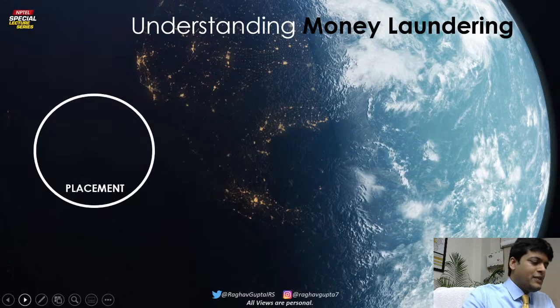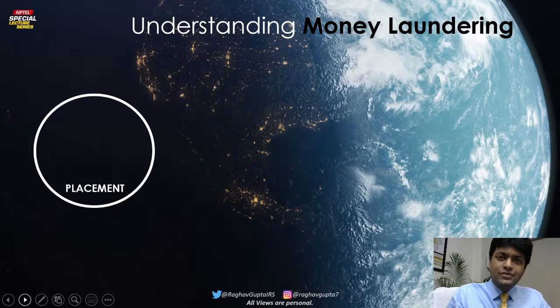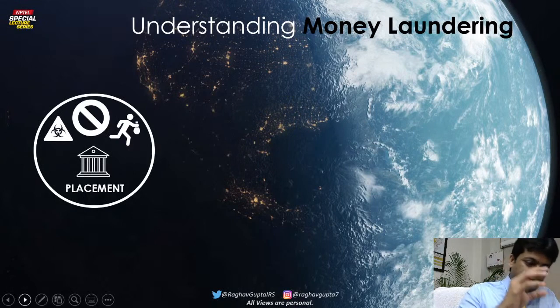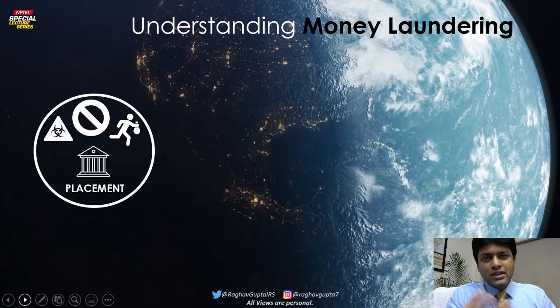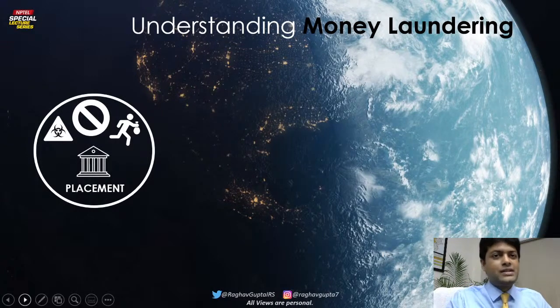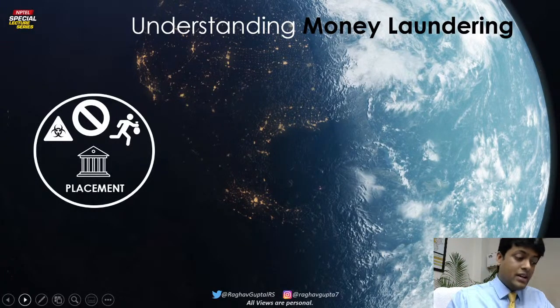We'll understand this through the diagram here. There are three stages involved in money laundering. The first one is called placement. Now, placement essentially means placing the funds which have been generated, or what are called the proceeds of crime. So the proceeds of crime which have been generated from an illegal activity are placed into the financial system. And how is this achieved? There are a number of ways.